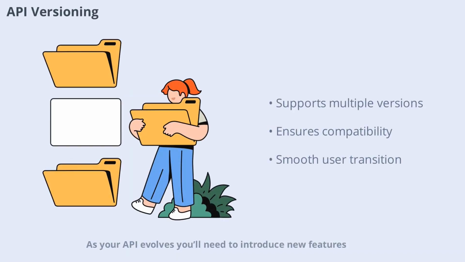As your API evolves, you'll need to introduce new features or changes without breaking existing clients. API versioning allows you to support multiple versions simultaneously, making it easier to scale and update your API. Common strategies include URI versioning, header versioning, or using query parameters. Versioning ensures backward compatibility and a smoother transition for users.